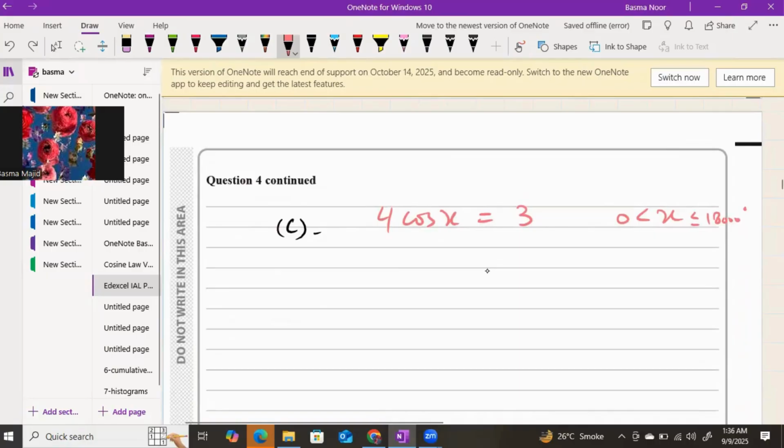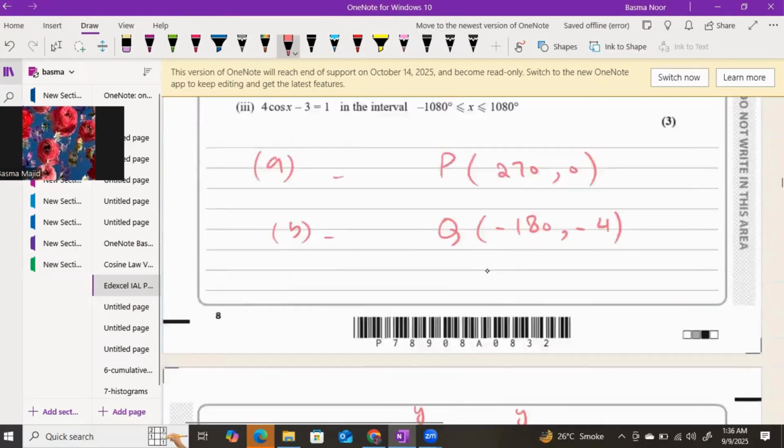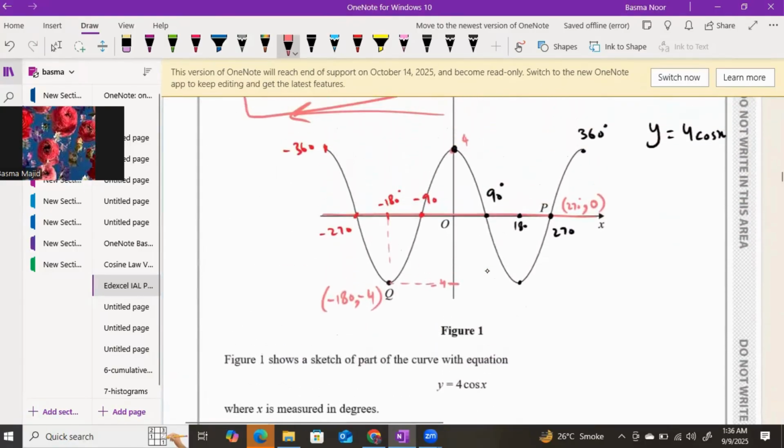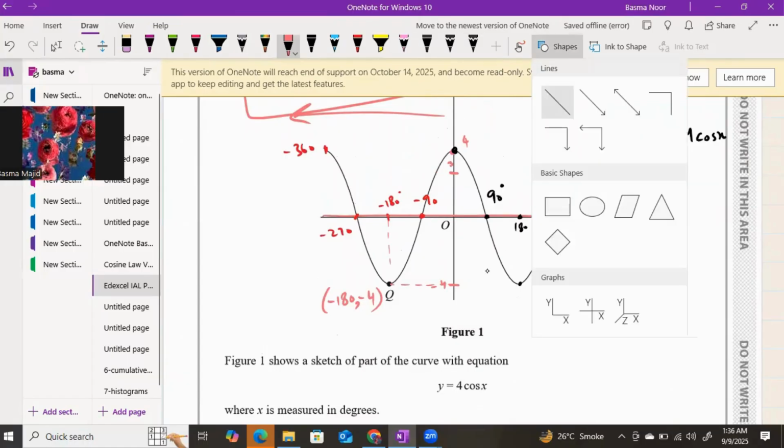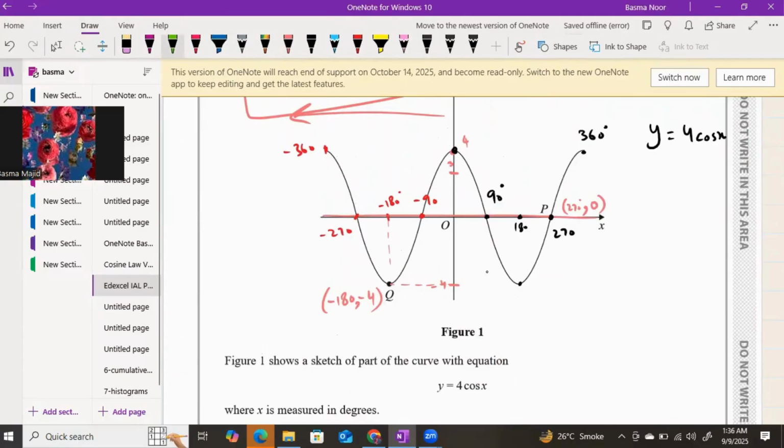You know this curve is already plotted above, the cosine curve, and this 3 is another line, y equals 3. So y equals 3 is going to be the straight line which will pass through here. If that's the 4, this is going to be the 3. So you will draw a straight line through that. This is going to be your line y equals 3.